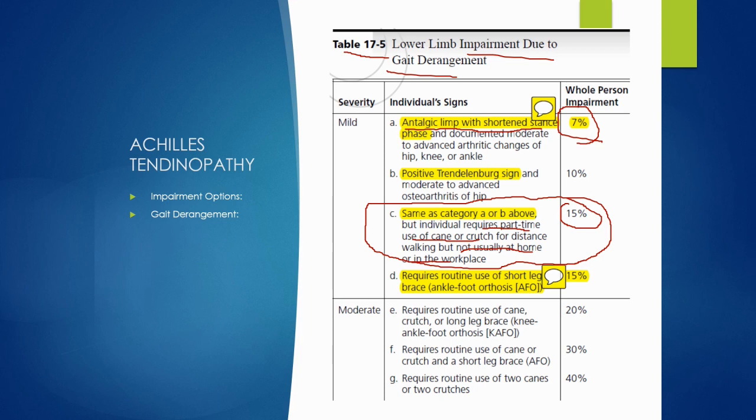Now, in cases where the examinee requires a short leg brace to protect the ankle and to protect the Achilles tendon, permanent impairment ratings could even increase up into the 20 and 30%. But generally, with standard Achilles tendinopathies, you'll be involving yourself with somewhere within the range of 7 to 15% whole person. And this is under the strict application of the AMA Guides right out of Chapter 17, Table 17-5.